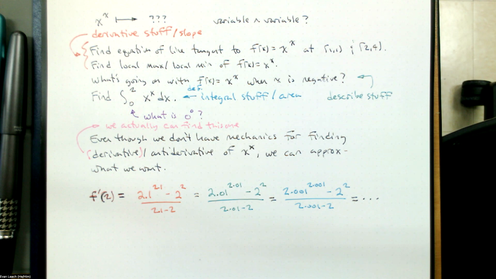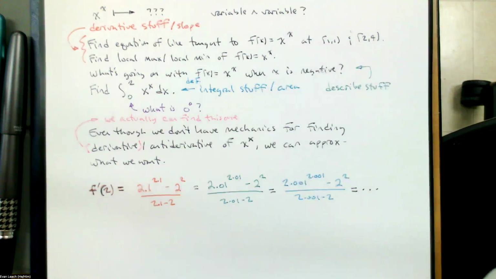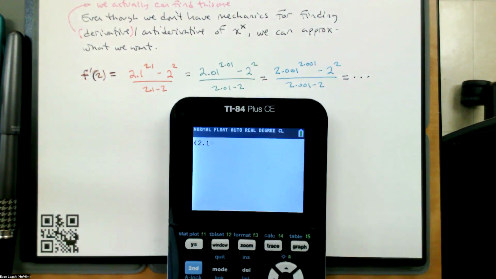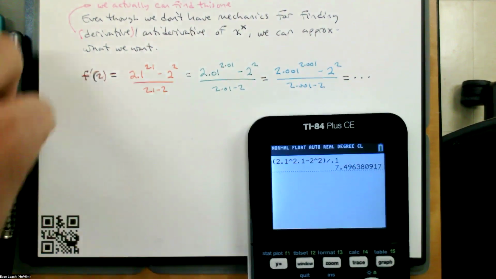Then we get one of those situations where it's actually useful to have an old style graphing calculator. As usual, bad for graphing, great for a lot of other things. We do have to recognize that our function looks like x to the x, so we're going to have to put in this 2.01 a bunch of times, but we're going to divide by 2.1 minus 2. I'm just going to simplify that. See what we get here. 7.496.